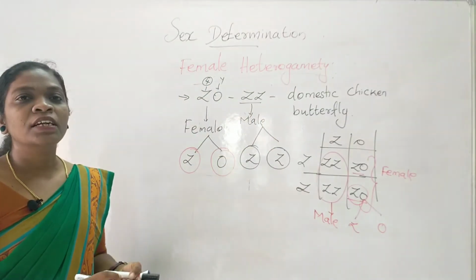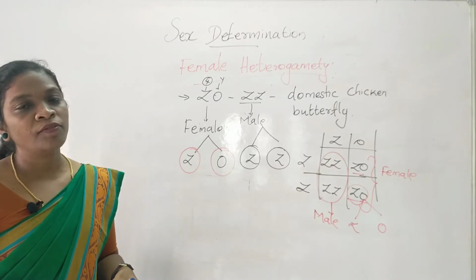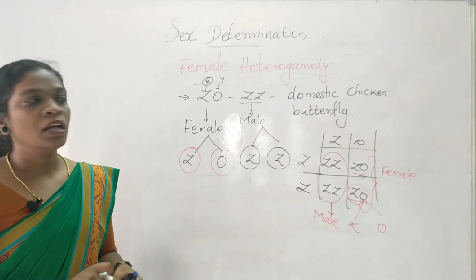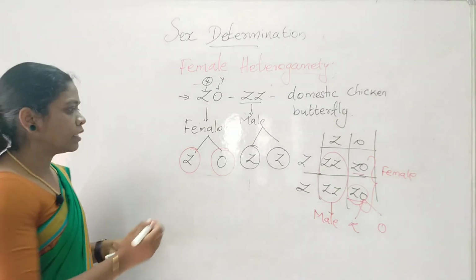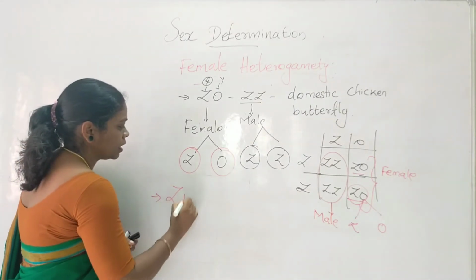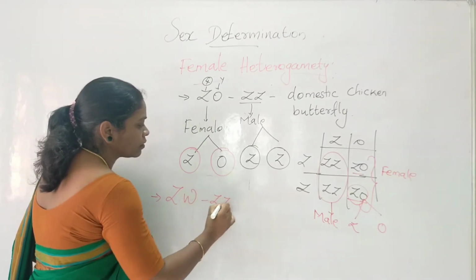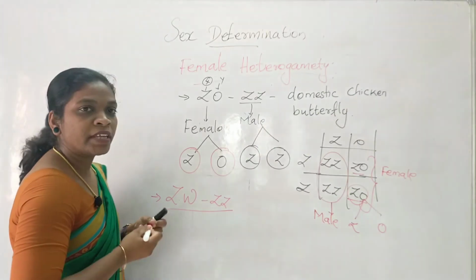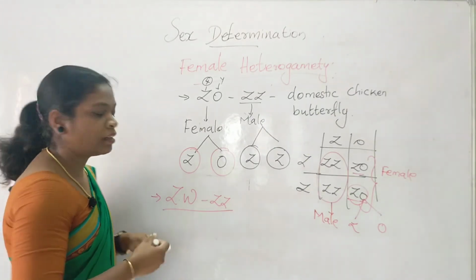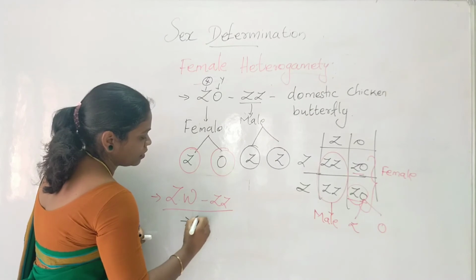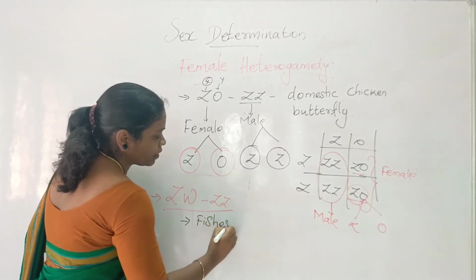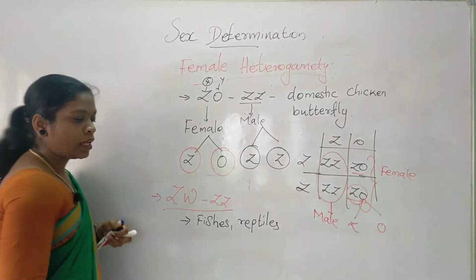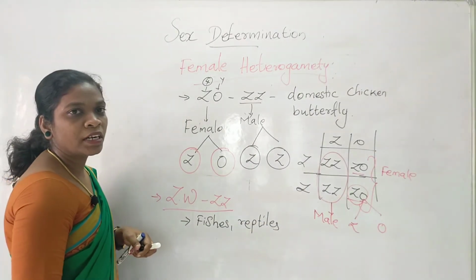So here the sex determination is based on the female chromosome. That is why it is known as female heterogamety. We'll go with one more example. That is ZW, Z. This type of mechanism or sex determination you can find in some of the fishes and reptiles. They exhibit ZW, ZZ actually.